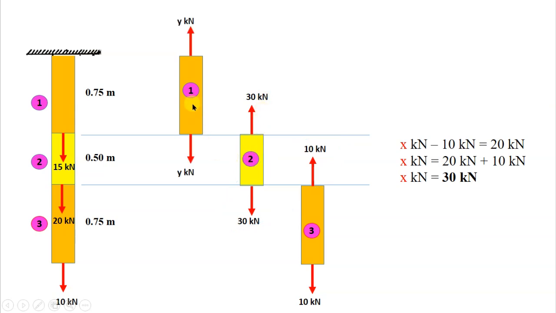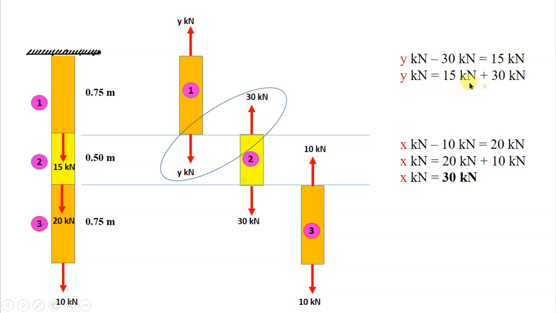Coming to the first section, we don't know that value also. We are comparing 1 with 2. So that y kilonewton is an unknown kilonewton, we have to find it, which is marked in the circle. The same process, the difference between these two should be the load at the junction, that is y minus 30 is equal to 15 kilonewton, which gives you y is equal to 15 kilonewton plus 30 kilonewton, that is 45 kilonewton. So for the section 1, the load we are getting as 45 kilonewton. And in order to maintain the equilibrium, on top we are putting 45 kilonewton. So now we have arrived at the free body diagrams for the whole structure.